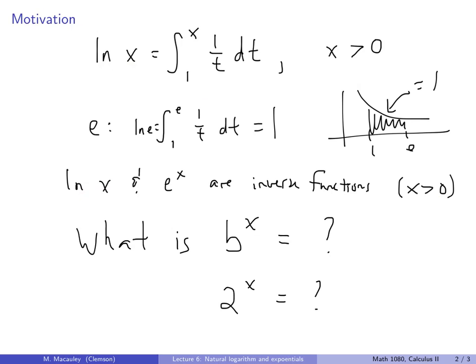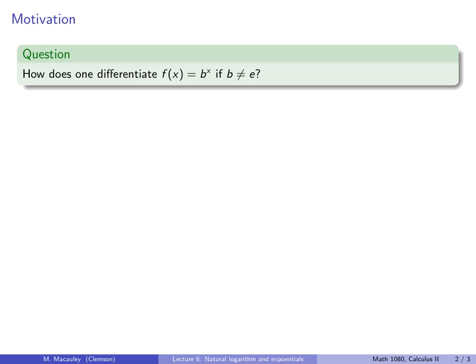So we can actually define 2 to the x or b to the x using only the exponential function. Let me start with a question that I'm sure you've probably asked at some point, and I know I asked when I first took calculus. How does one differentiate b to the x, like 2 to the x? Why is that not in the back of the book in your derivative and integral table? Well, for some books it is, but for a brief table, that's usually not in there. Just e to the x is.